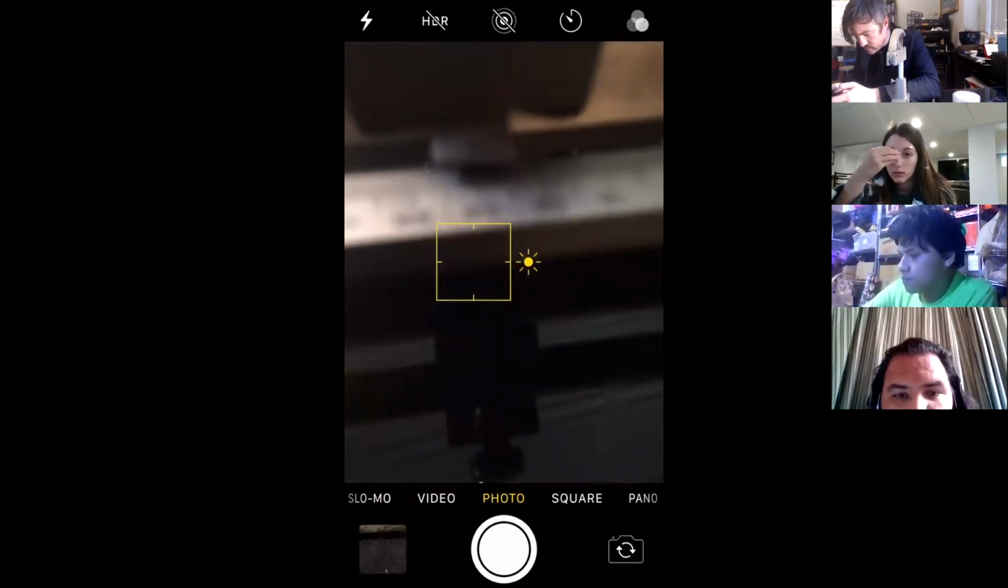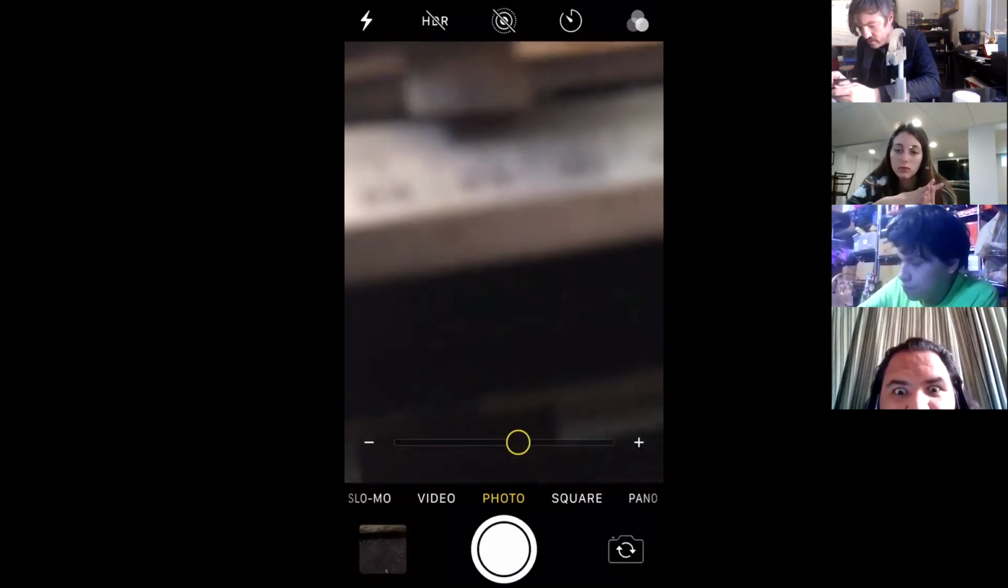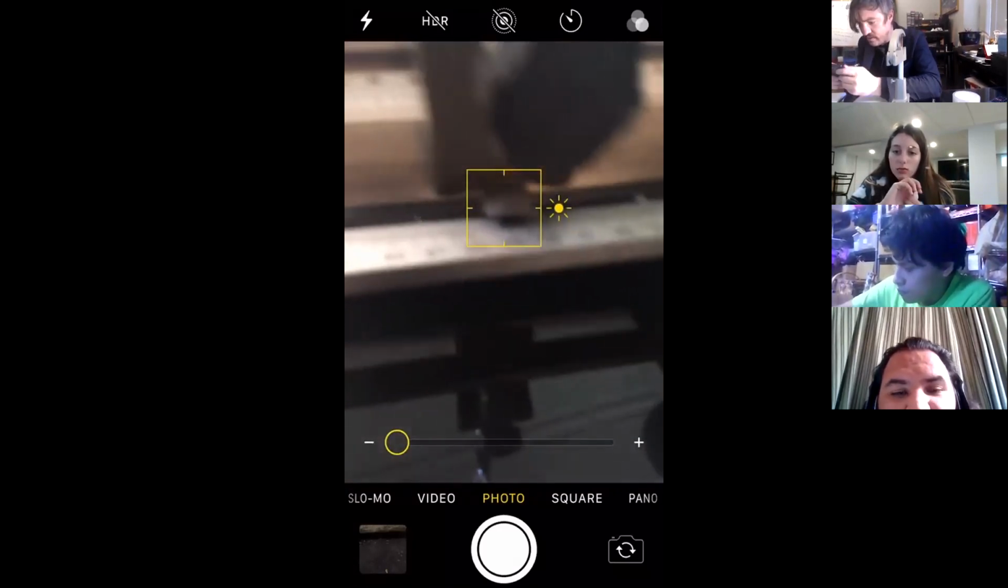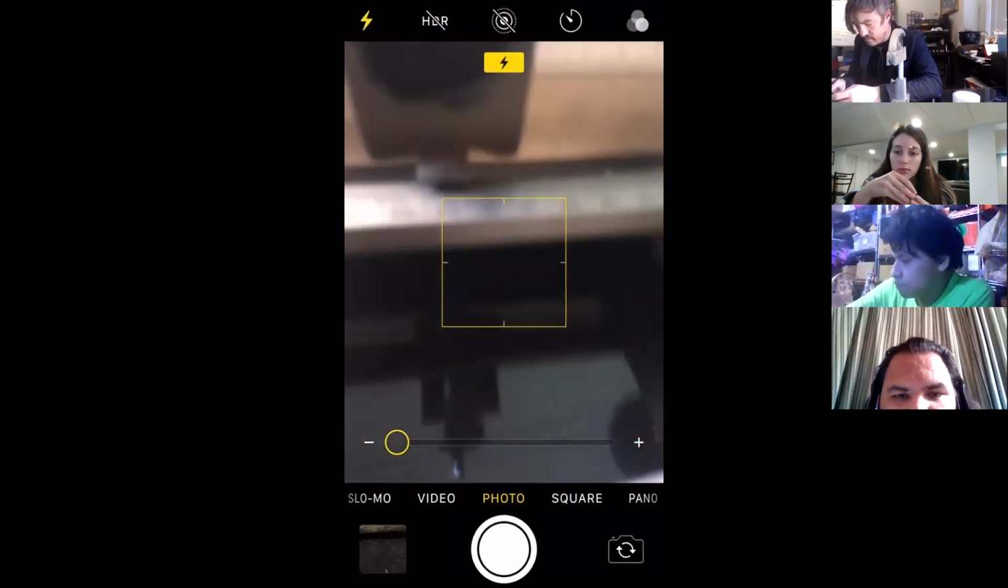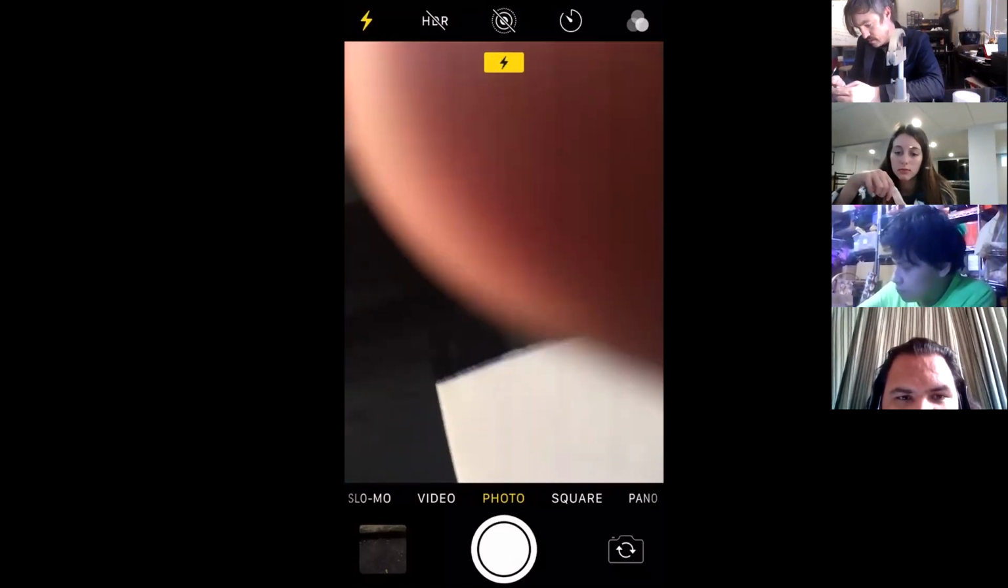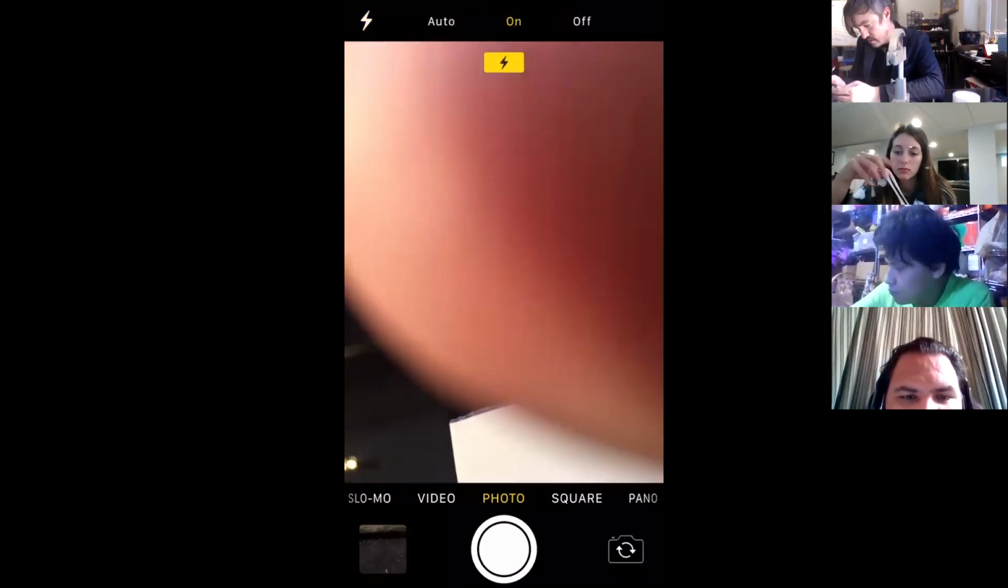Hold on a sec. Let me try to focus this. Ooh. My camera really has trouble with nearby things. Can I add some light to this? I guess not. There we go.